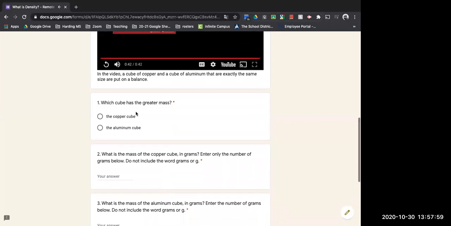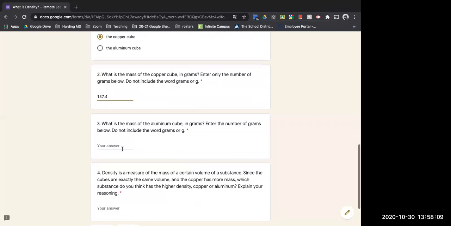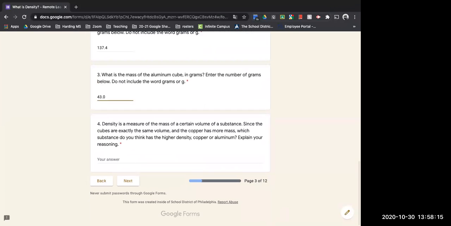All right, so which one is greater? Copper. What is the mass of the copper? Enter the number of grams below, 137.4. What is the mass of the aluminum? 43.0. Density is a measure of the mass of a certain volume of a substance.